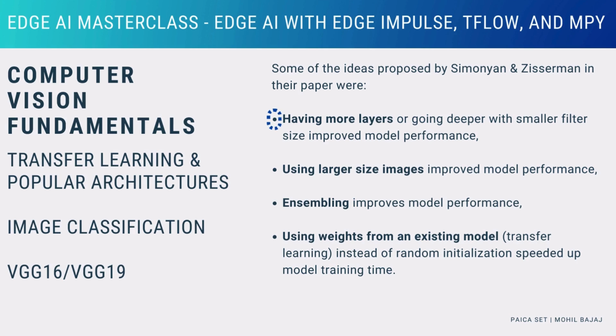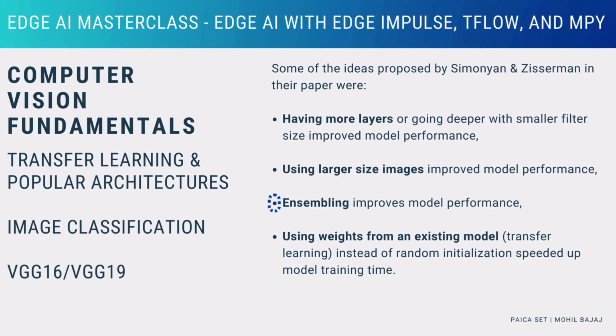Key features of VGG include the use of very small convolution filters, specifically 3x3 filters, which allowed the network to capture fine detail features with fewer parameters. This simplicity and depth enabled the network to achieve excellent accuracy in visual recognition tasks. Another idea that VGG proposed was that of deep networks. The researchers observed that having more layers or going deeper with smaller filter size improved model performance. They also observed that using larger size images improved model performance. This makes sense, as with more pixels, models can learn the finer details as well as go deeper.